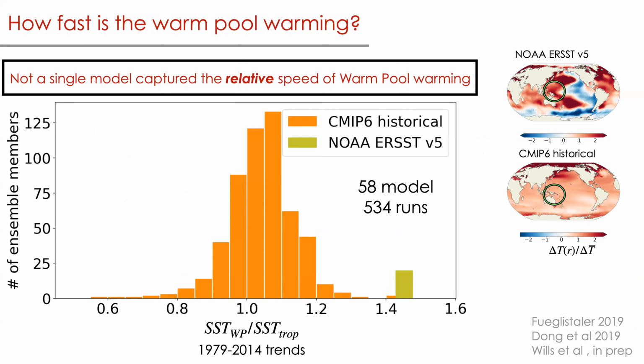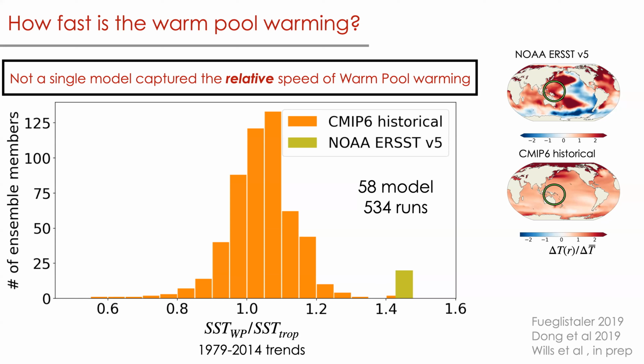Let's first look at this warming pattern, and in particular, one metric that both Fueglistaler and Dong et al. showed is particularly important: the ratio of warm pool warming to average tropical warming. If we plot this ratio of warm pool warming to average tropical warming trends over 1979 onward, what we find is that in the observations, the warm pool warms very fast relative to the tropics, almost 50% faster. And not a single coupled model captures this relative speed of warm pool warming.